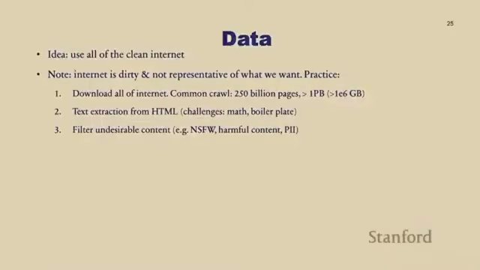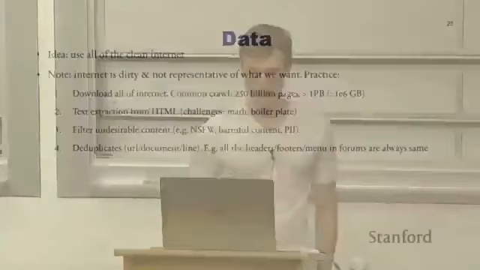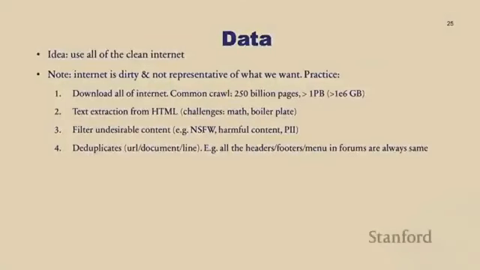Then you filter undesirable content: not safe for work, harmful content, PII. Usually every company has a blacklist of websites that they don't want to train their models on. That blacklist is very long, and you basically say, if it comes from there, we don't train on it. There are other ways of doing this, like training a small model to classify what is PII and removing it. It's hard. Every point here that I'm going to show you is a hard amount of work, but I'm just going to go quickly through it.